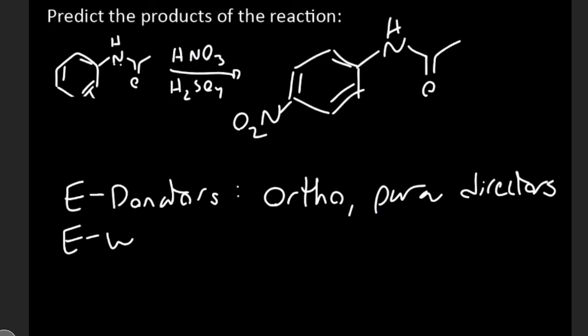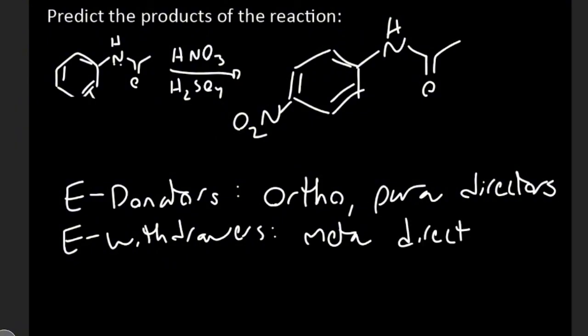Electron withdrawers are going to be meta directors, for the opposite reason, because we don't want the positive charge to be localized near them since they're withdrawing electrons, and they're going to destabilize it. The exception to this rule would be whenever we have an alkyl halide or a benzyl halide, aryl halide, whatever.